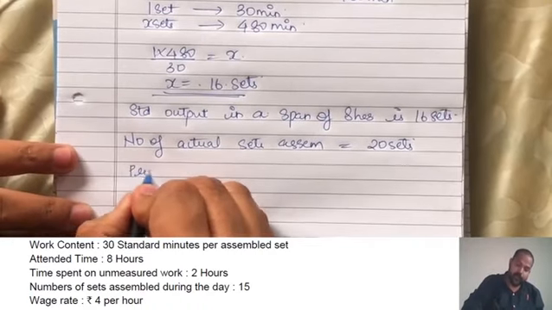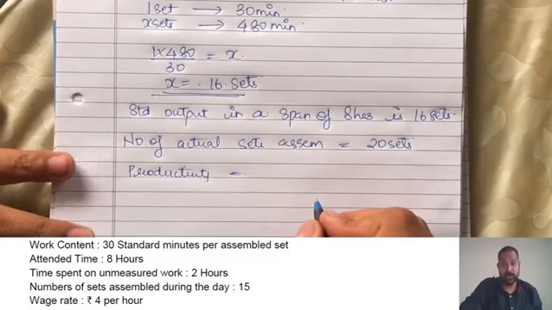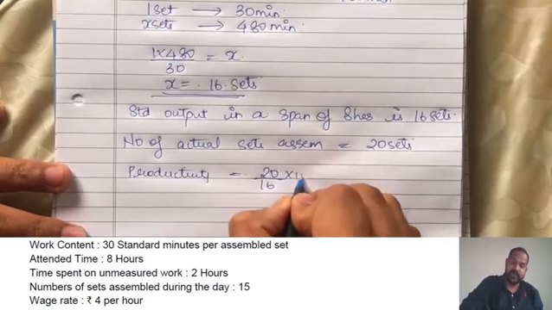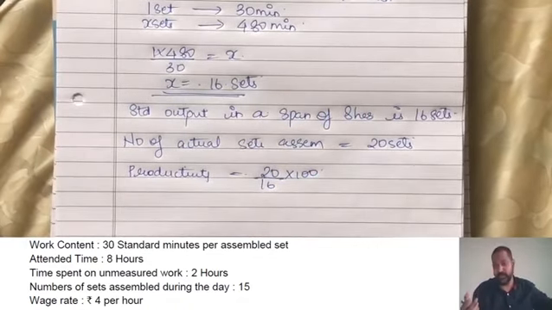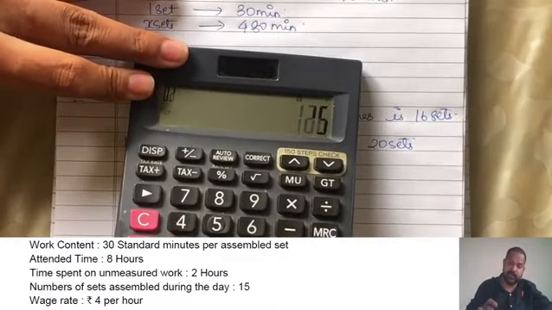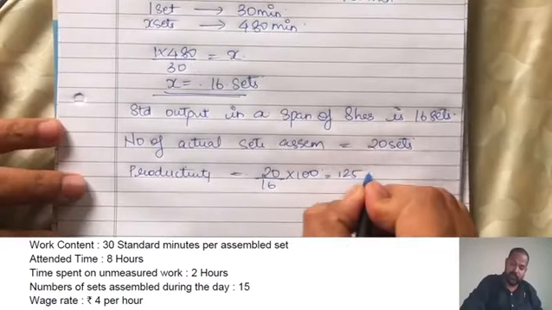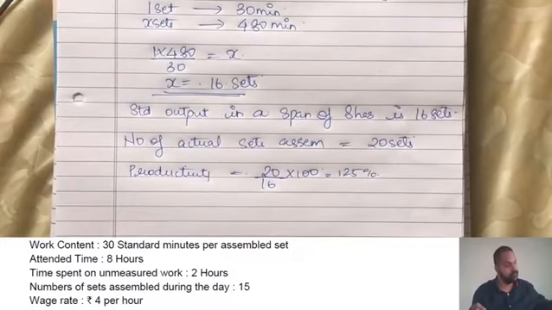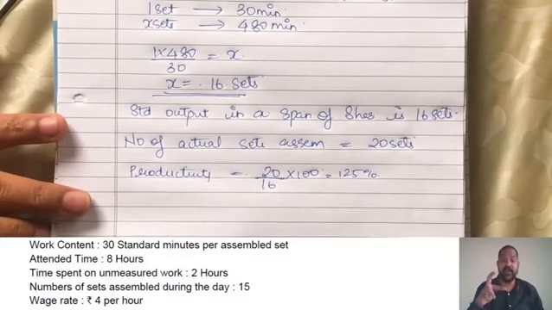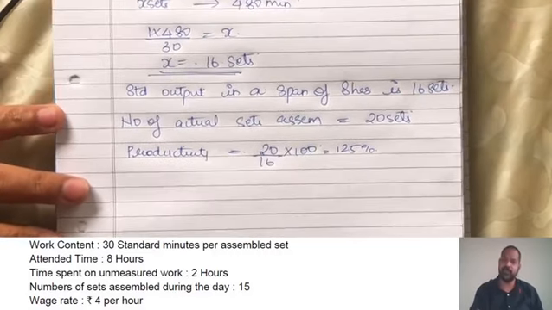So I am going to say productivity is 20 divided by 16 into 100, because productivity has to be more than 100 in this case. So it is 20 divided by 16 multiplied by 100, and the answer is 125%. So can I say that this person should get 25% more salary? But more than what? The normal that the person gets.